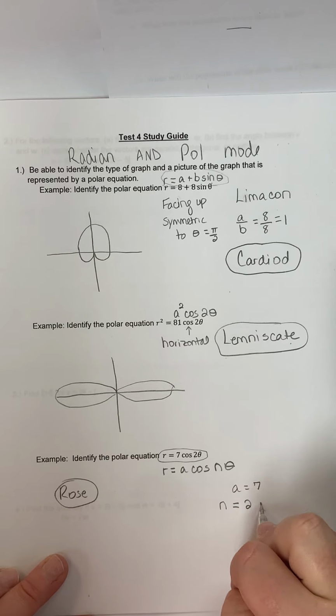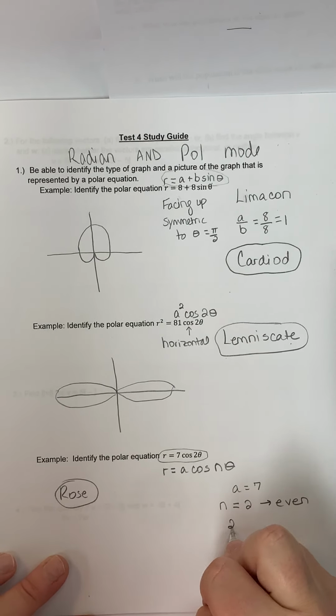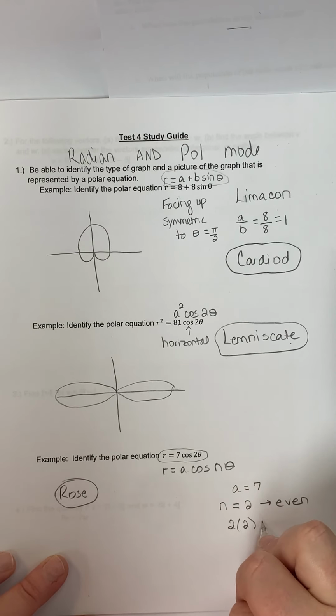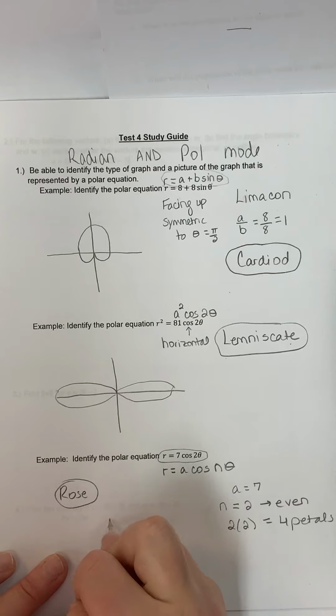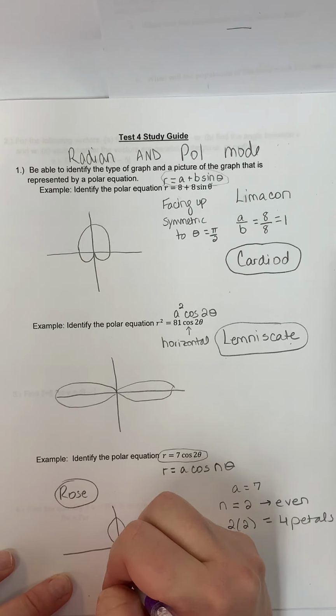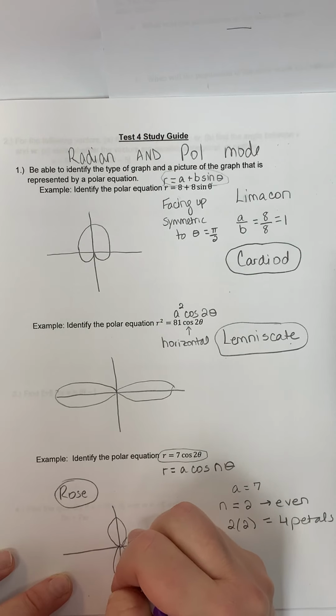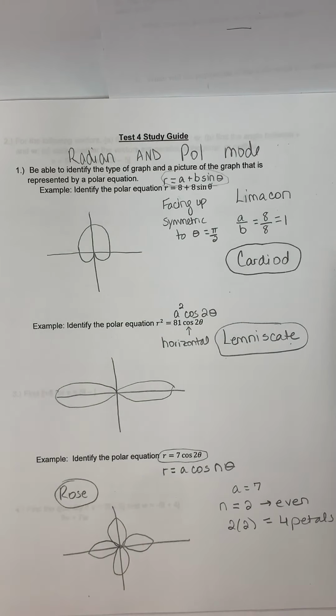This n tells you how many petals it's gonna have. In this case, there's 2. N is 2, which means that's an even number. So you multiply 2 by that n, and you should have a rose with 4 petals. Okay, well, for a 4-petal rose, you end up with what looks almost like a cross, and that's the graph that you're gonna circle.